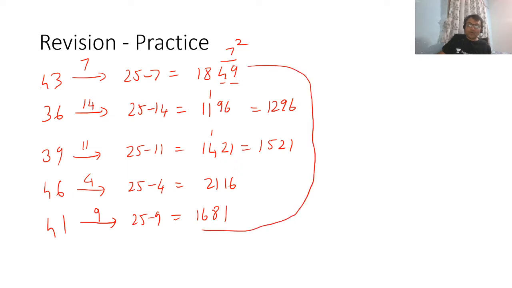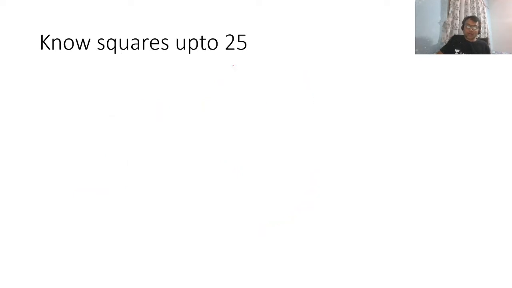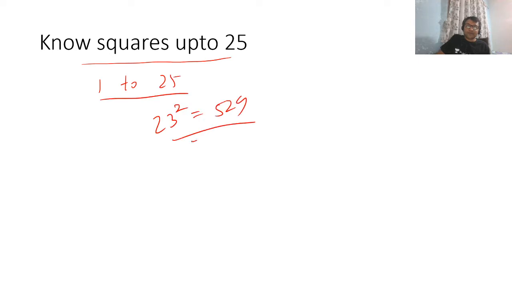Okay, now we move on to today's topic. Also, the idea is to know the squares up to 25. I will not write it today, but please know all the squares from 1 to 20. So if I say 23 squared, you should know it is 529, or 24 squared is 576, and so on. You should know all the squares up to 529.